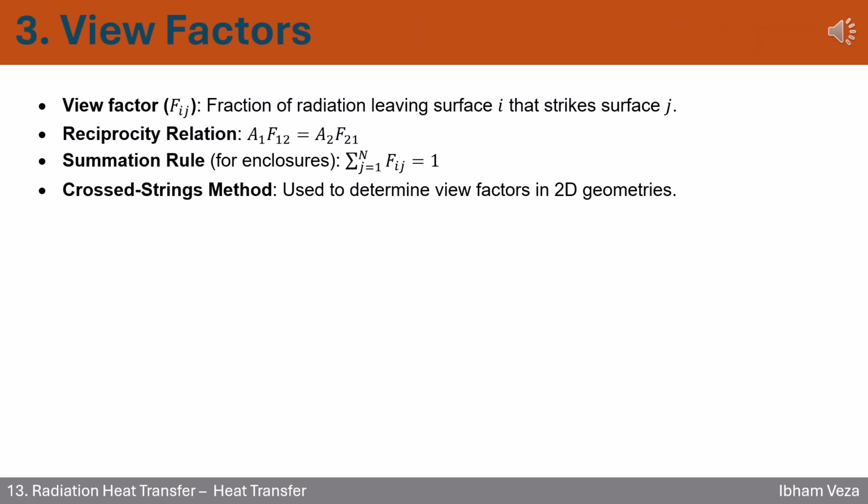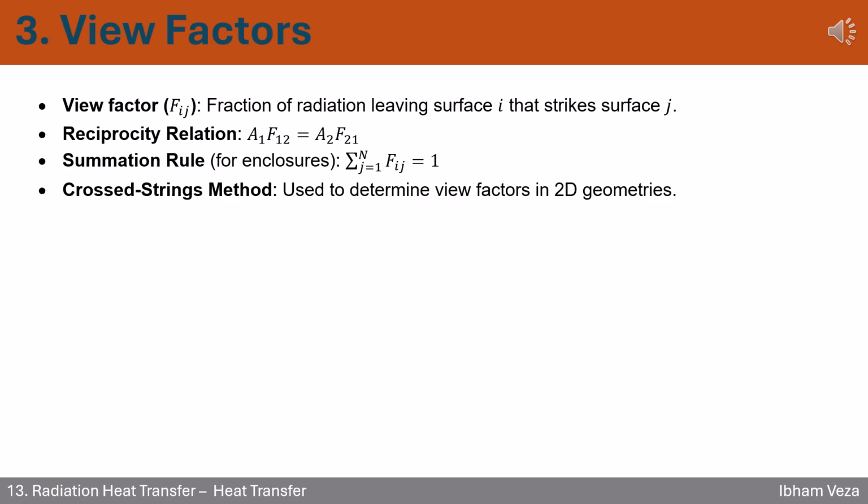3. View factors. Now let's simplify the idea of view factors. Imagine you have two surfaces in a room. How much of the heat leaving surface 1 actually reaches surface 2? That's what the view factor tells you. It's like asking, if I shine a flashlight from surface i, how much of that light hits surface j?